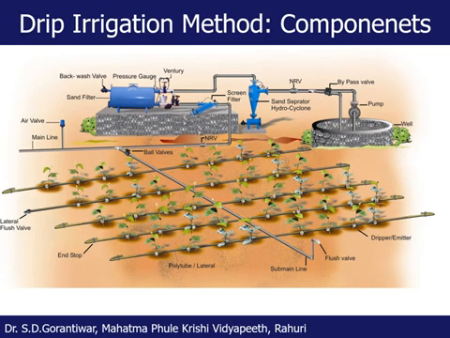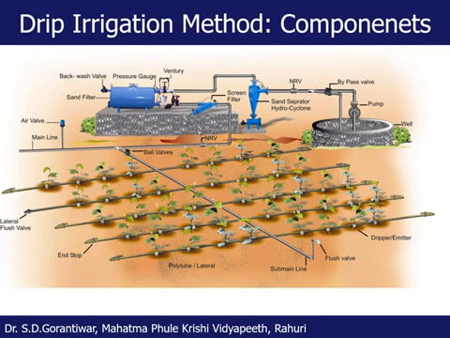This main valve is connected to the screen filter, and then this screen filter is connected to another filter which is known as the sand filter. And this sand filter is connected to the fertigation unit, and this fertigation unit is connected to the hydrocyclone filter, and there is another valve after the hydrocyclone filter.